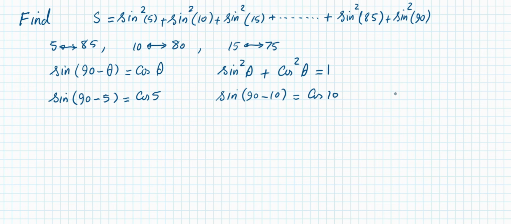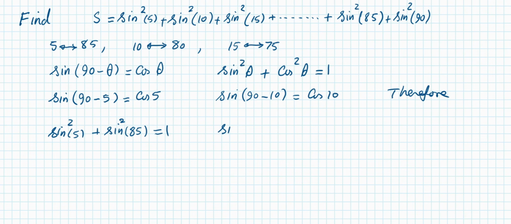So therefore, sine square of 5 degree and sine square of 85 degree would be equal to 1, because in this case sine of 85 is cosine of 5, and therefore once you square it, we end up with this identity.